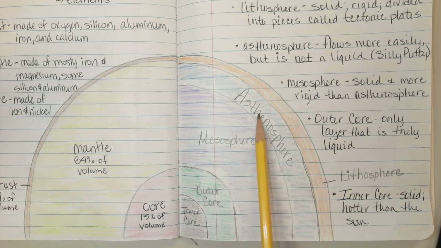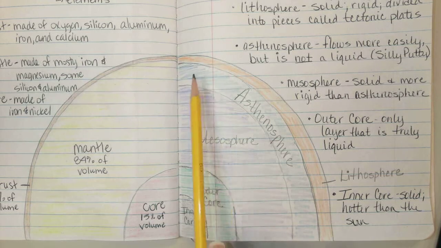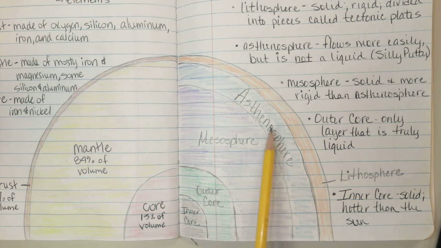They actually move on the asthenosphere, which more easily flows. However, the asthenosphere includes the upper part of the mantle. It's all in the mantle. And the asthenosphere is not liquid, but it's not solid. It's what we consider something like silly putty, which flows easily, but it isn't completely liquid.